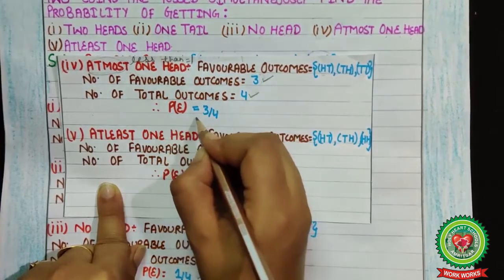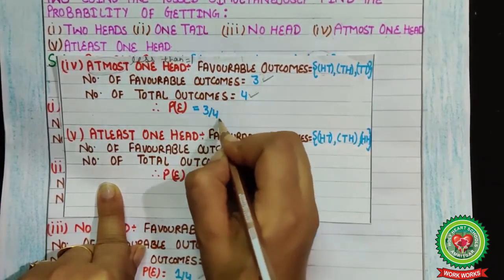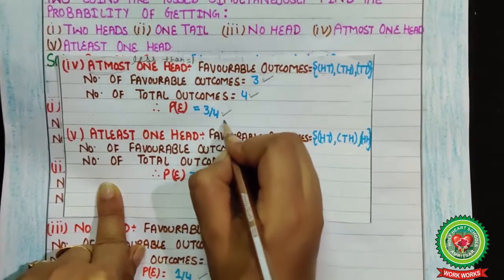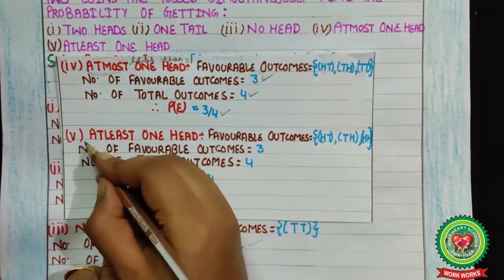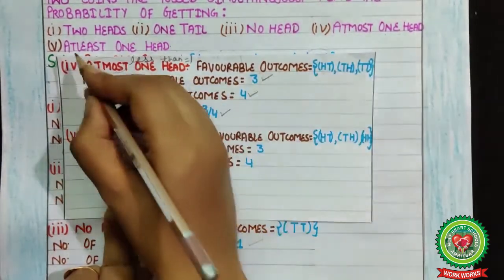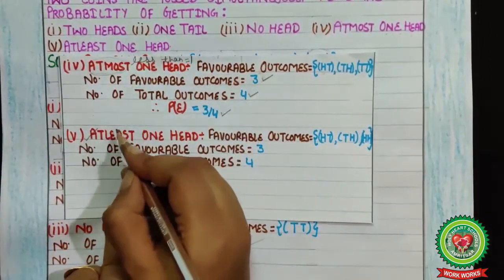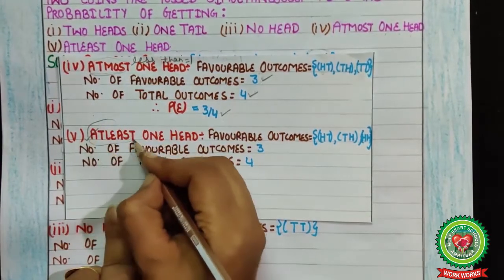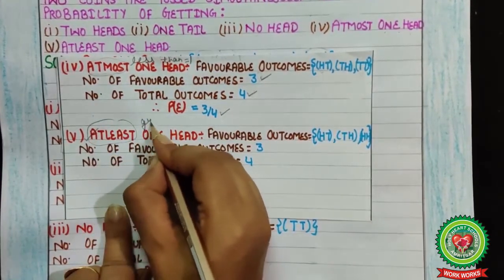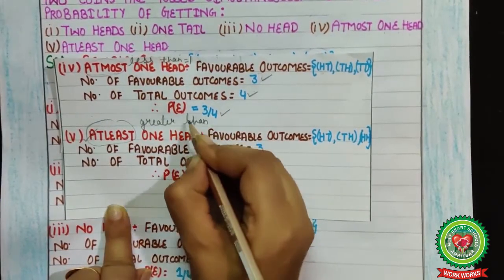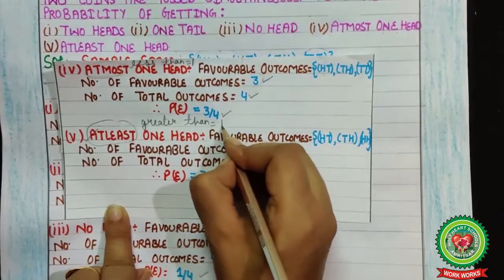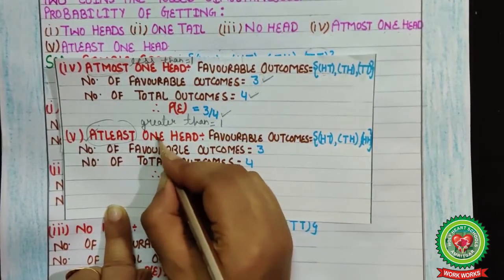So therefore P of E is equal to 3 upon 4. So this is part number 4. Now move to the 5th part. This is at least one head. So now what is the meaning of at least? At least means greater than or equal to 1, because here I have written 1 head.